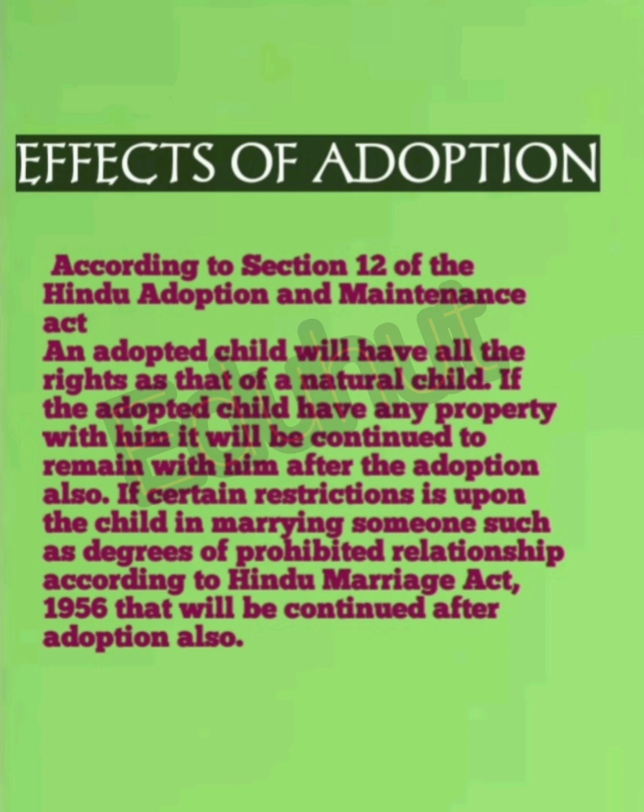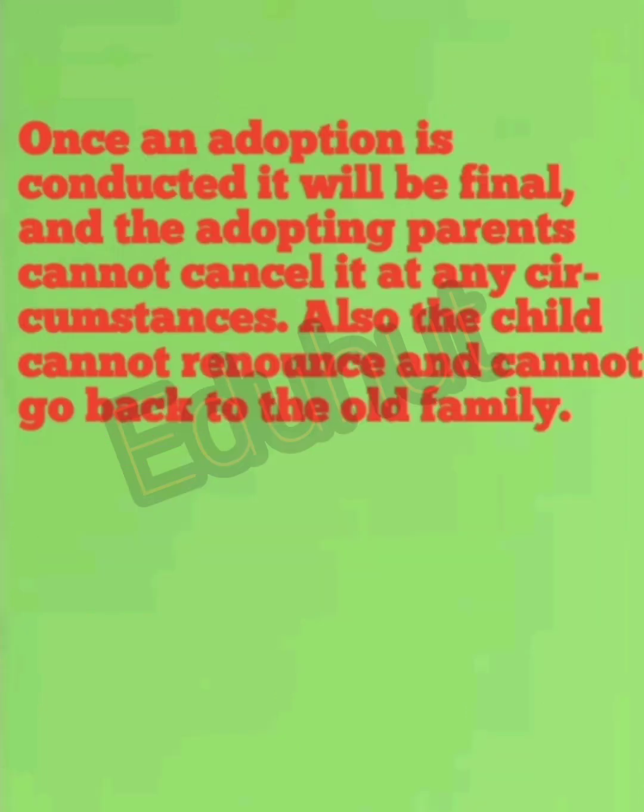Effects of adoption. According to Section 12 of the Hindu Adoption and Maintenance Act 1956, an adopted child will have all the rights of a natural child. If the adopted child has any property, it will continue to remain with him after the adoption also. If there are certain restrictions on the child in marrying someone, such as the degrees of prohibited relationship according to the Hindu Marriage Act 1956, that will continue even after the adoption. Once an adoption is conducted, it is final and the adopting parents cannot cancel it under any circumstances. Also, the child cannot renounce it and cannot go back to the old family.